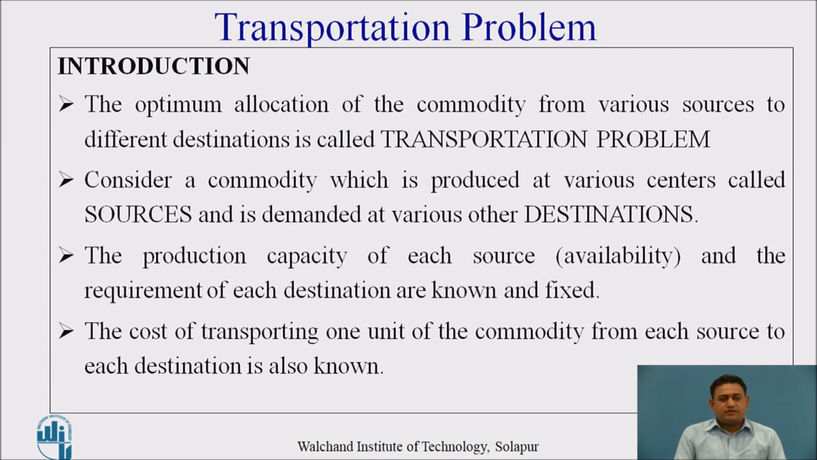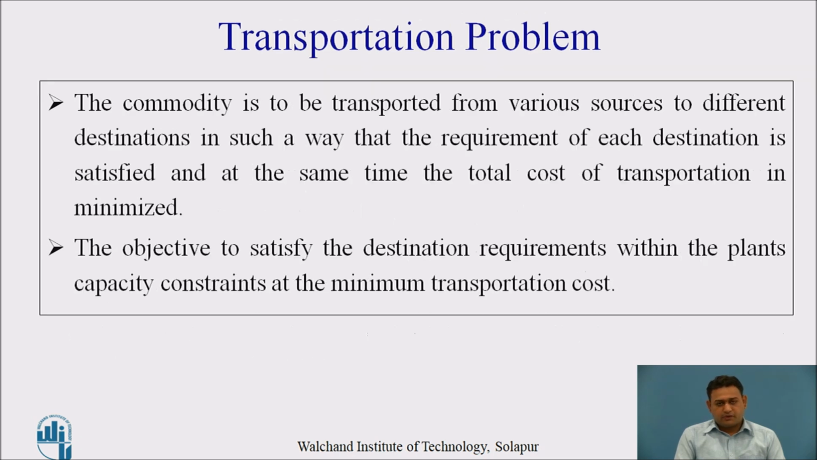Let's start with the introduction. What is the transportation problem? It is the optimum allocation of a commodity or product from the various sources to the destinations. Means you are going to supply the commodity or products from the various sources to the destinations as per the requirement. The main intention is that the commodity should be supplied in such a way that there is a minimum transportation cost. Finally, the objective is to determine the requirement within the plant capacity, considering the minimum transportation cost.